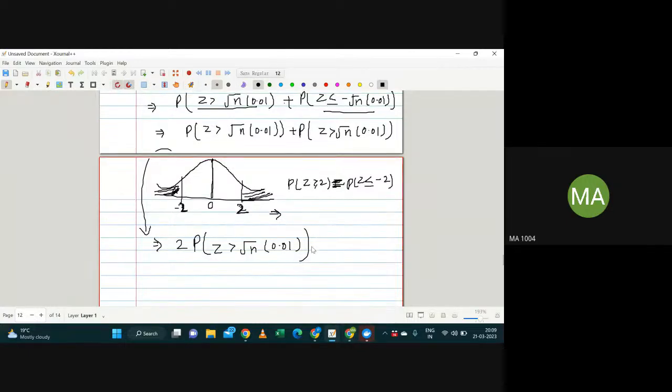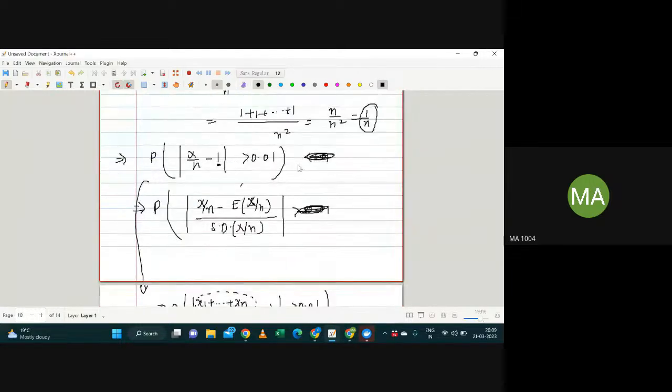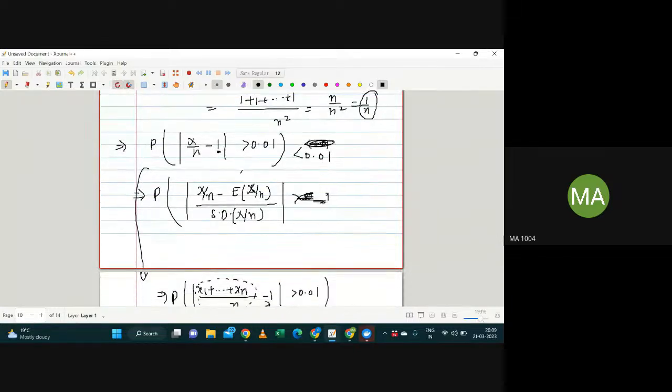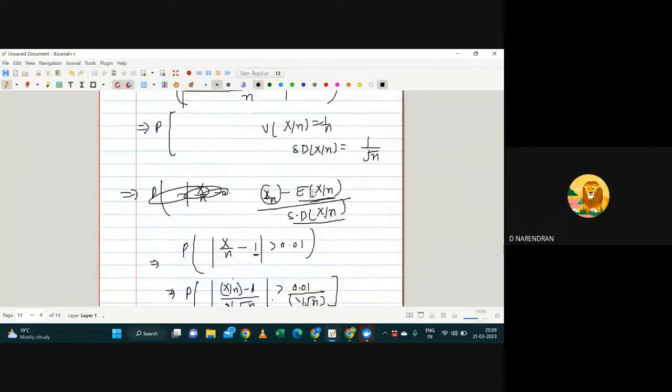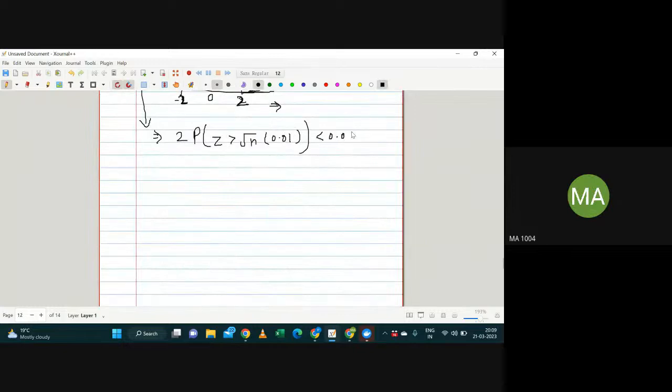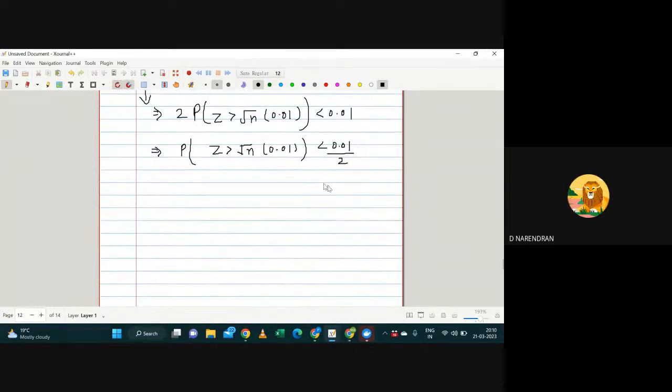Okay. So this whole thing, as I have computed only this part, should be less than 0.01 as per the question, right? Yes, correct. That means probability z is greater than square root of n 0.01 is less than 0.01 divided by 2. I can write this as 1 minus probability z less or equal to square root of n 0.01 less than 0.01 divided by 2. This is clear so far?